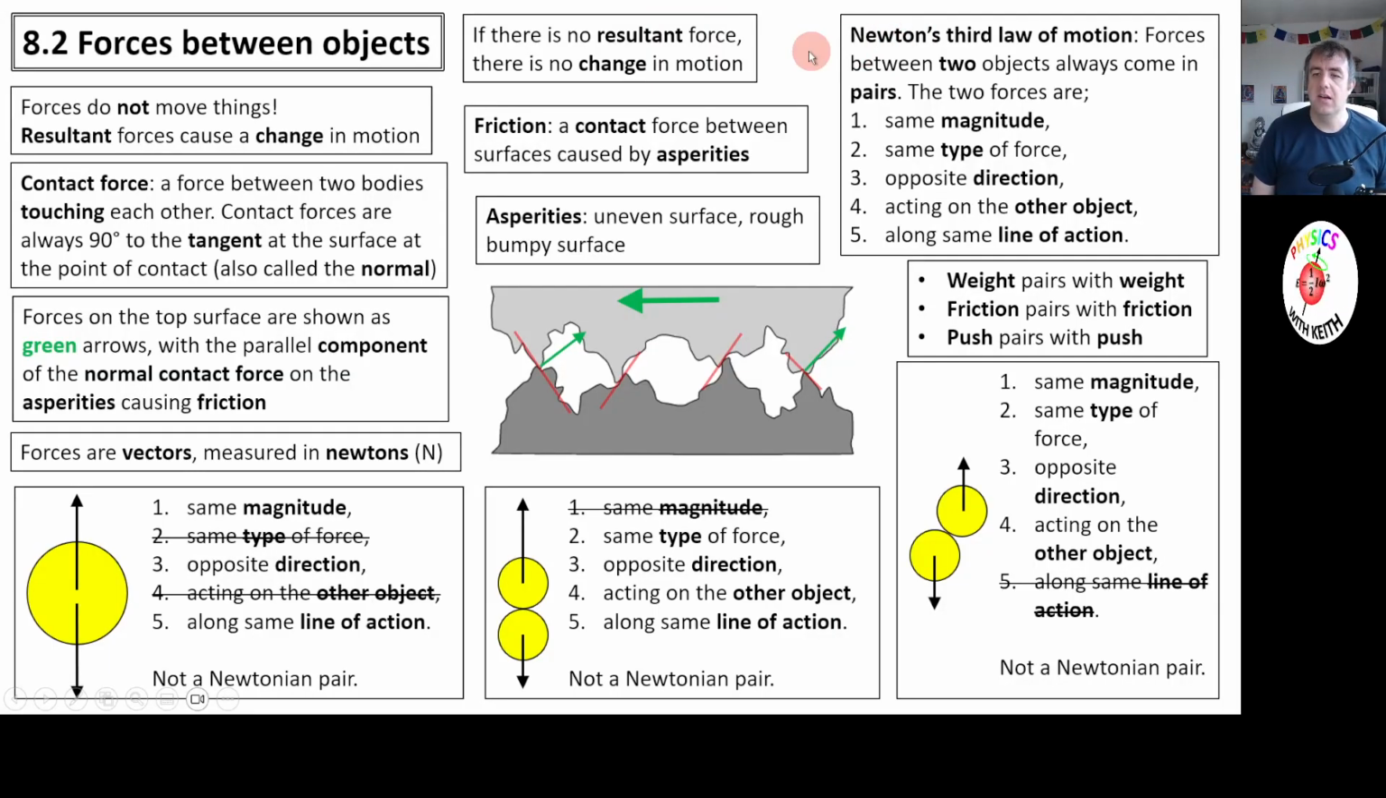Lesson 48. Forces between objects. Remember, this is all about forces in balance. So we need to understand what a force is. And at primary school, you may have been taught that a force is a push or a pull. And that was fine for primary school. Nothing wrong with that. It's not great, but it's not necessarily wrong. It's just a little bit lazy, you know.